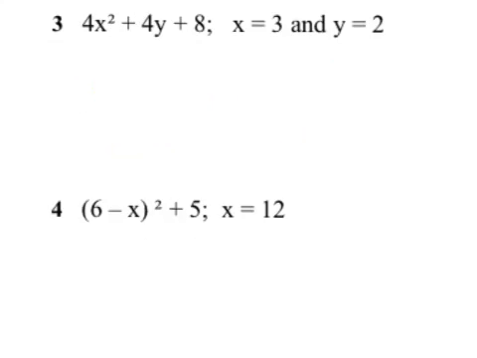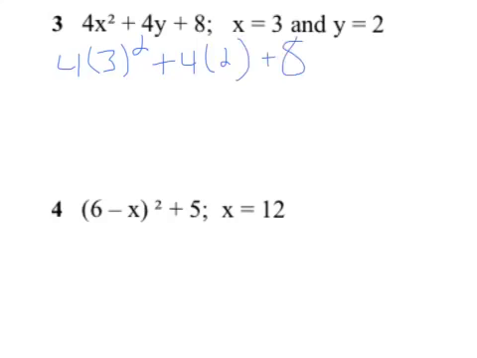Okay, problem number 3, we're going to do the same thing. We will take the values that they give us for x and y, and we will substitute them in for the x and y we see in the problem. So it's 4 times the value of x squared plus 4 times the value of y plus 8.